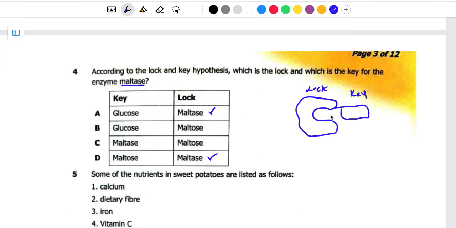Is maltase having the substrate glucose? No. So you find that maltase acts on maltose to produce 2 molecules of glucose. So when maltose is broken down, you're going to have 2 molecules of glucose. So that is one thing that you need to know. So meaning to say the answer is just going to be D.